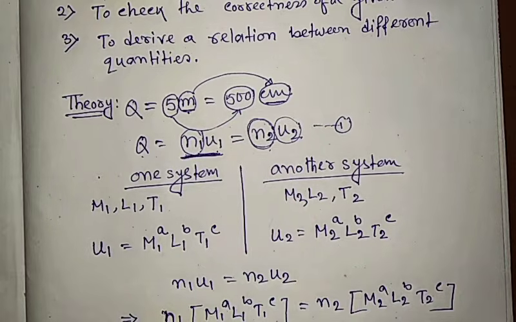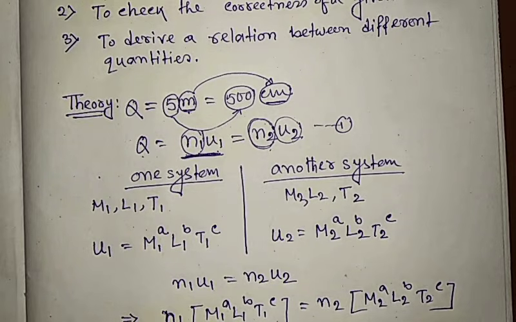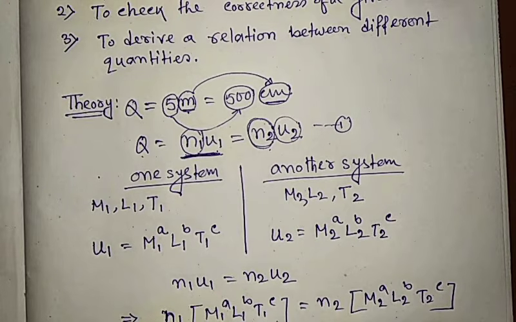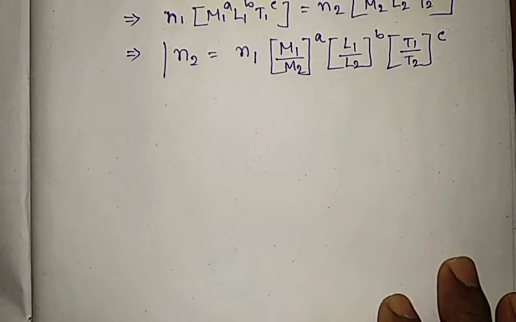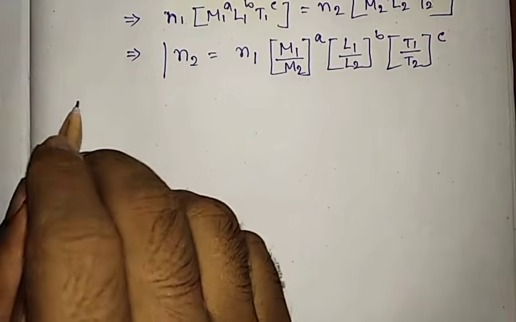So N2 is equal to N1 (M1 by M2) whole to the power A, similarly (L1 by L2) whole to the power B, (T1 by T2) whole to the power C. Now this is the formula. Okay, so now we are going to an example.